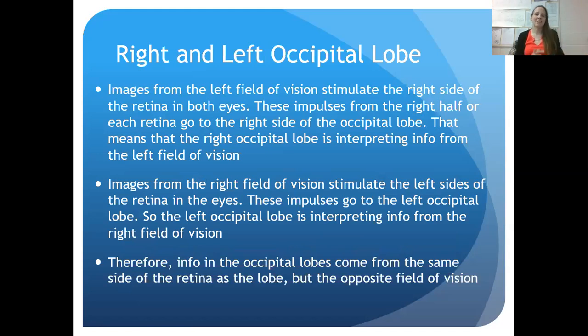Images from the left field of vision do stimulate the right side of the retina in both eyes. So those impulses from the right half of the retina then go to the right side of the occipital lobe. So that means that the right side of the occipital lobe is interpreting information from the left field of vision, and then the opposite is true for your left field of vision.